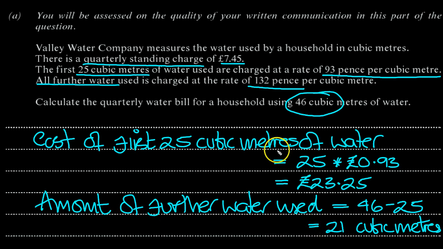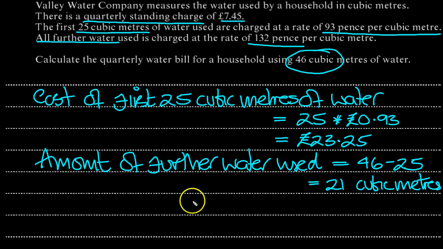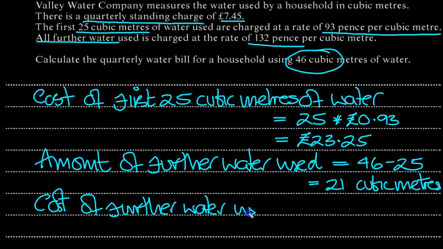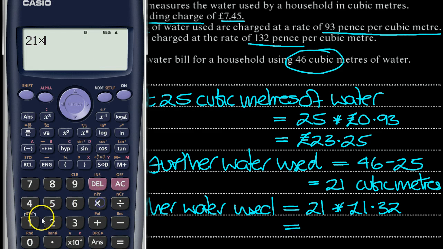Okay, so now we can work out the cost of these then. The cost of further water used is equal to, well, it was 21 cubic meters, and the charge for the additional water is £1.32, isn't it? So multiplied by £1.32. Let's tap that in the calculator then. 21 times £1.32, and that's £27.72.